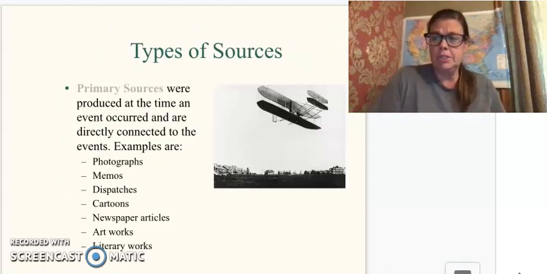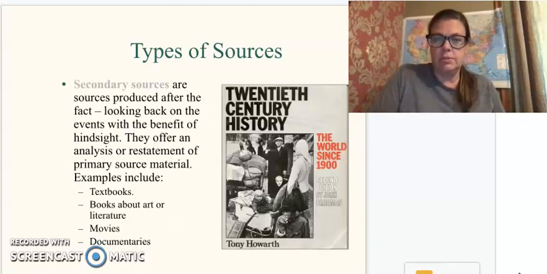Now, your types of sources, I'll briefly review because I'm sure you've learned this in the past at some point. Primary sources are the sources that are produced at the time of an event. So they're directly connected to the event, and some examples are photographs, memos, dispatches, cartoons, newspaper articles, artworks, literary works, and the list can go on. Those sources were kind of witness to the event itself. Those are what we call primary sources.